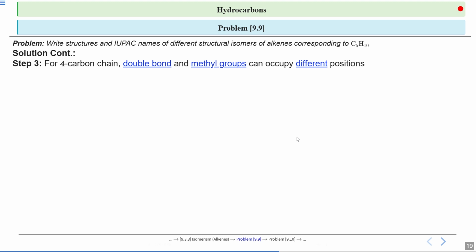For 4 carbon chain, the double bond and methyl group can occupy different positions. This is an important step because the position of double bond and any branching can lead to different isomers, each with its own unique name and structure. Here is the starting one, which is 2-methylbut-1-ene. The compound has a 4 carbon chain with a double bond starting at the first carbon and a methyl group attached to the second carbon. This arrangement gives it a distinct structure and name.